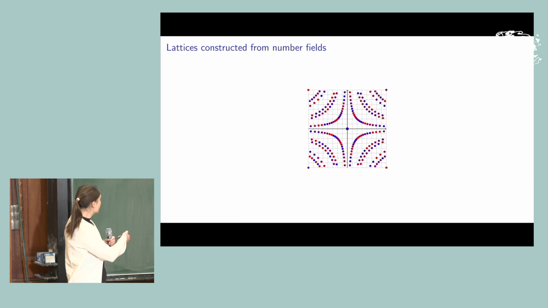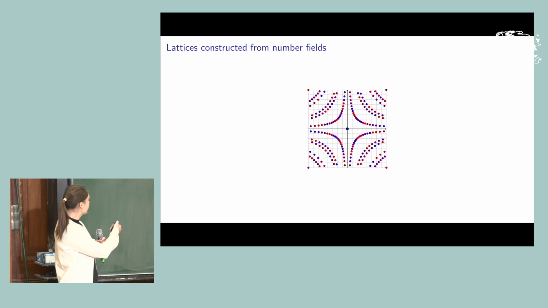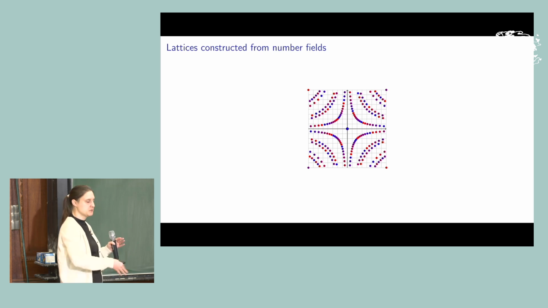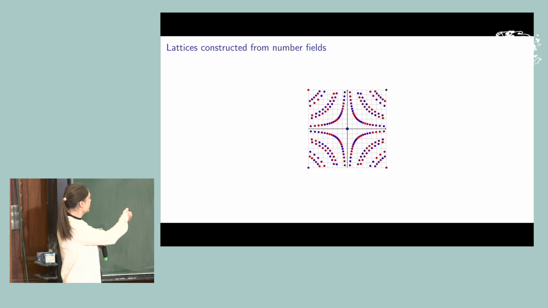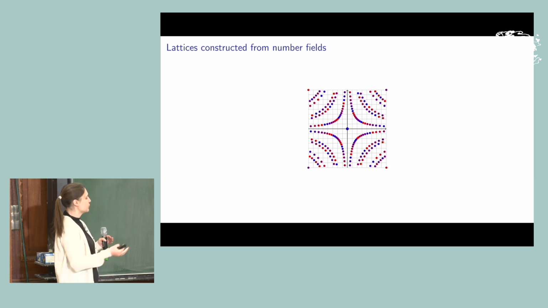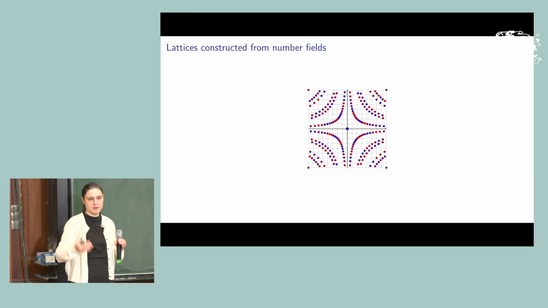But from this picture, you can also see how our lattices cover the whole Euclidean space. So they don't equidistribute everywhere, but they concentrate in this case on the hyperbolas. These are all the possible norms in my field. And then, of course, if we go to higher dimensions, these hyperbolas would be replaced by their higher dimensional analogs.